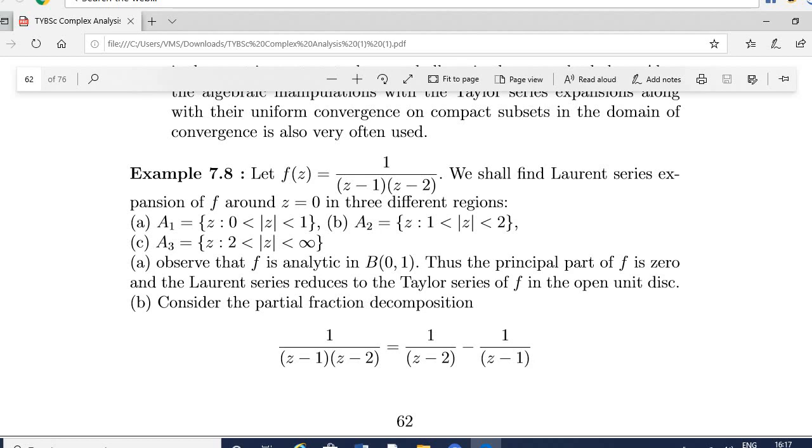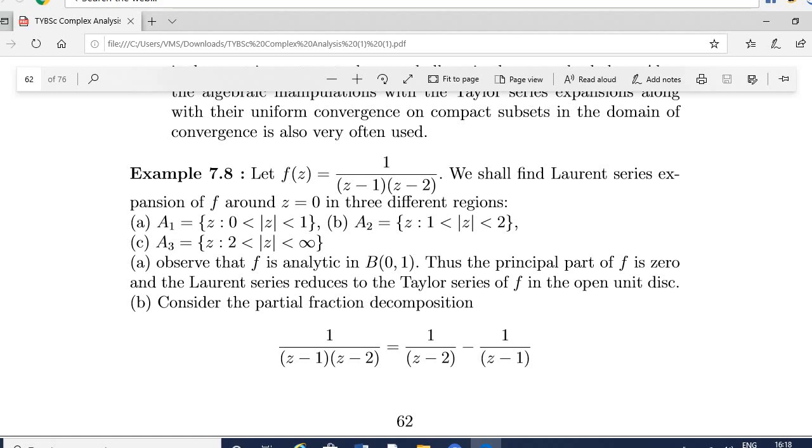Because one geometric progression that we know is 1 over 1 minus z equals 1 plus z plus z squared, and so on, if mod z is less than 1. That you have to use all the time. So now consider first f(z) equal to 1 over (z minus 1)(z minus 2). We shall find the Laurent series expansion of f around z equal to 0 in 3 different regions, so that you will get an idea of how to find a Laurent series expansion in different regions.